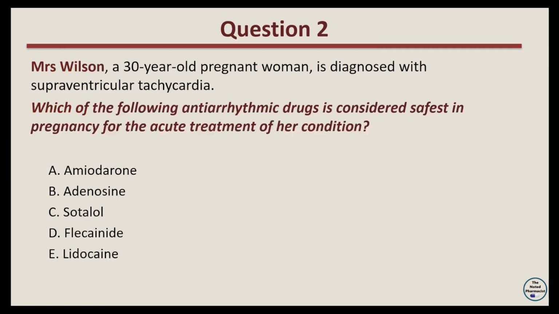Question 2. Mrs. Wilson, a 30-year-old pregnant woman, is diagnosed with supraventricular tachycardia. Which of the following antiarrhythmic drugs is considered safest in pregnancy for the acute treatment of her condition? Option A, amiodarone. Option B, adenosine. Option C, sotalol. Option D, flecainide. Option E, lidocaine.